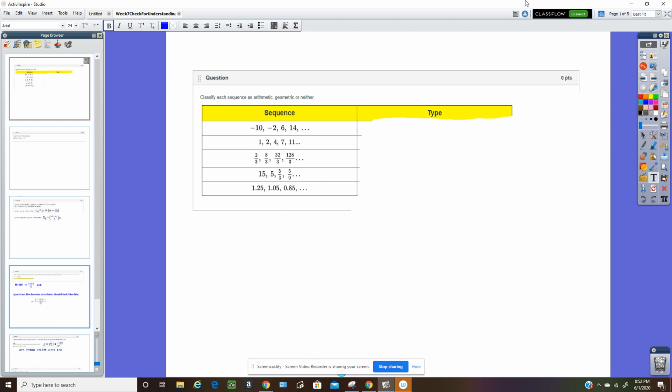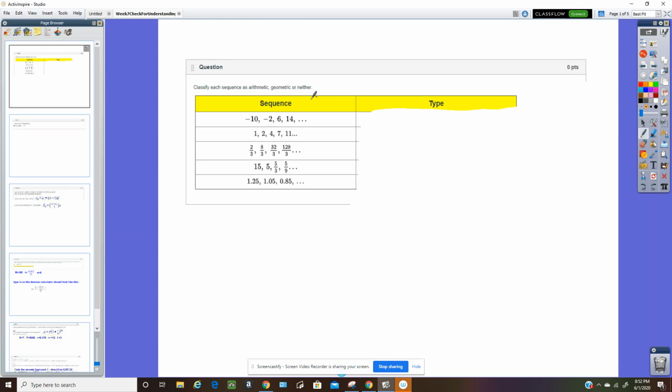All right, so this is some hints on how to do the check for understanding. The first question looks like this. I don't know if they'll be scrambled or not, but what you need to do in each sequence is you need to look at whether there's a common difference or a common ratio.